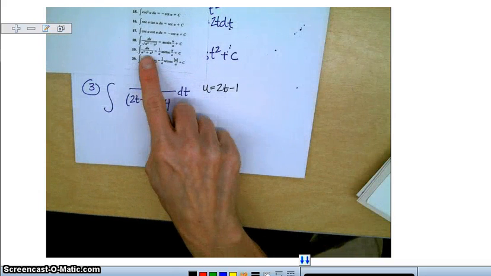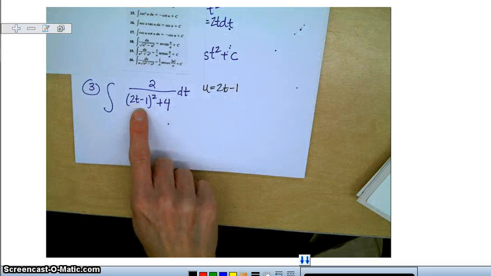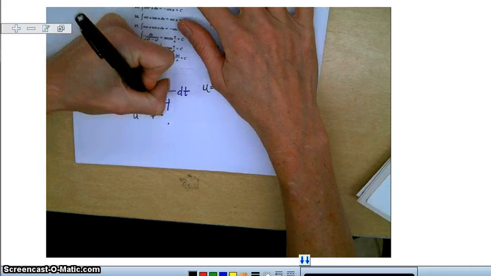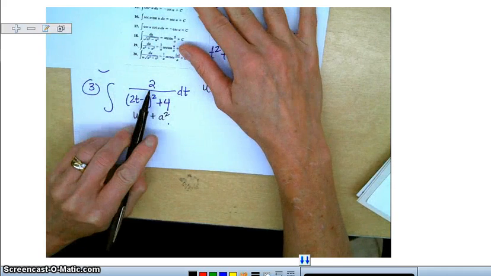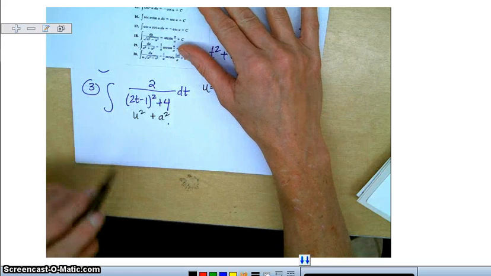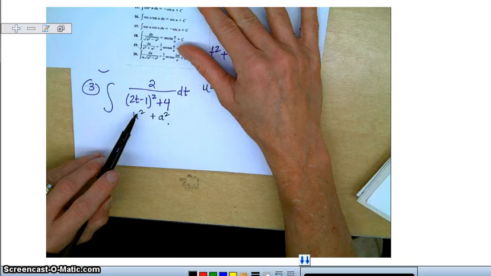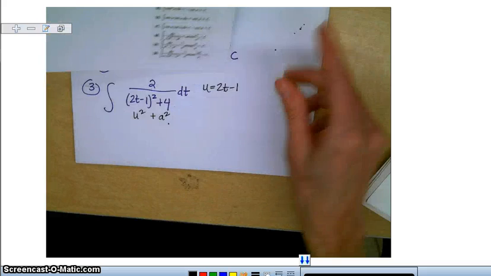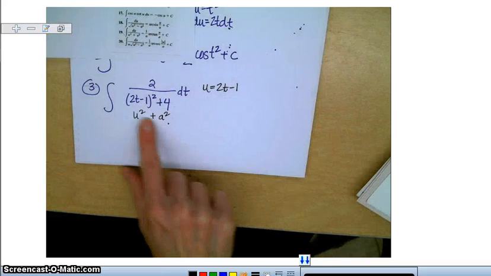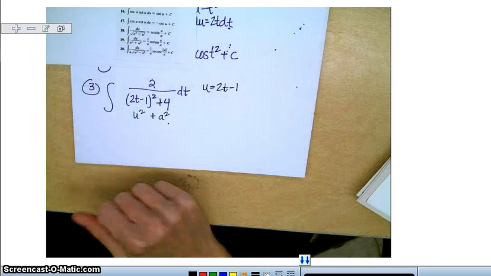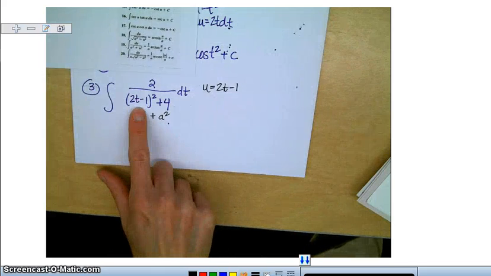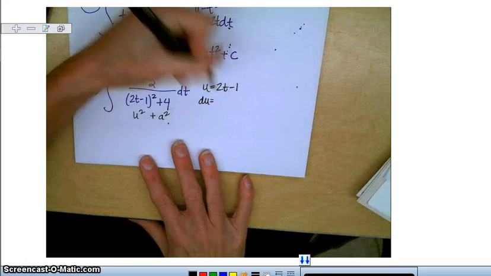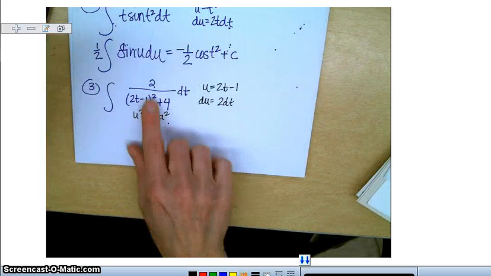Yeah. This looks most like an arctangent, because this would be the u, 2t minus 1 would be the u squared, and then plus a squared. And that 2, what can I do with that 2? Put it out in front. It might help with my u du thing. So we'll just let u be 2t minus 1. That's how the formulas can help you out. If you can match this up to one of these formulas, that'll tell you what to let u equal sometimes. So u is going to be 2t minus 1, so du is 2 dt. It's going to work out great.